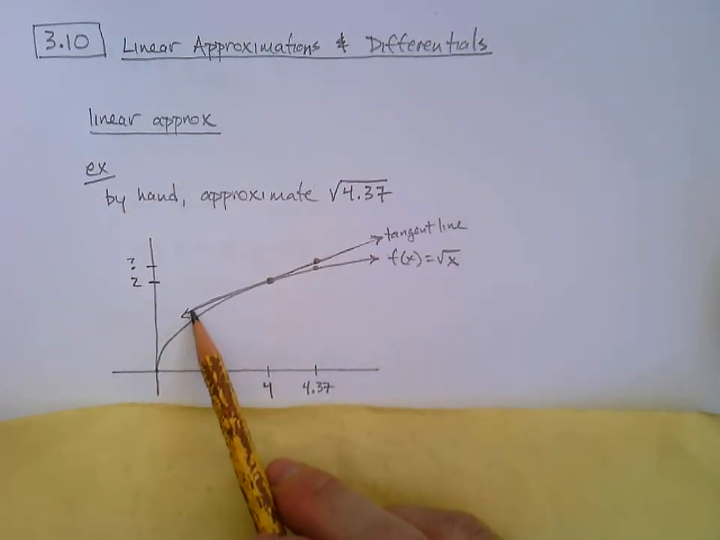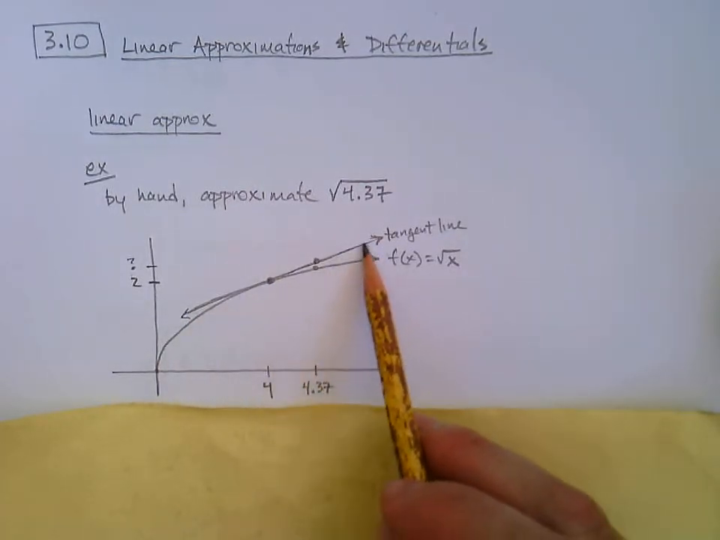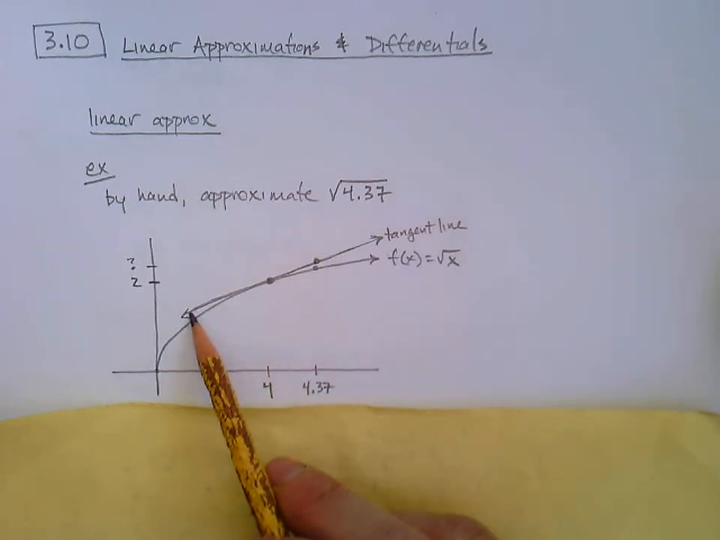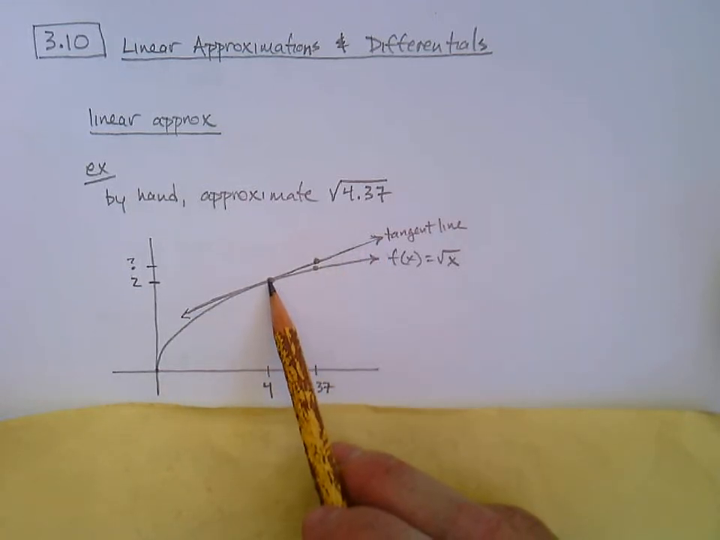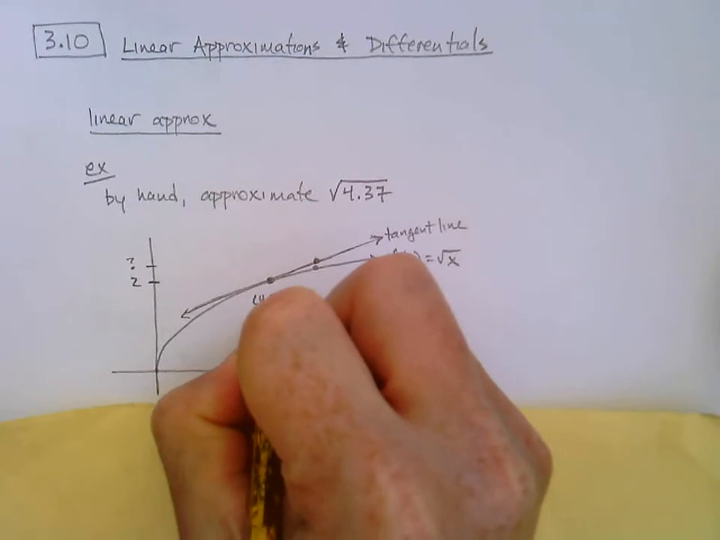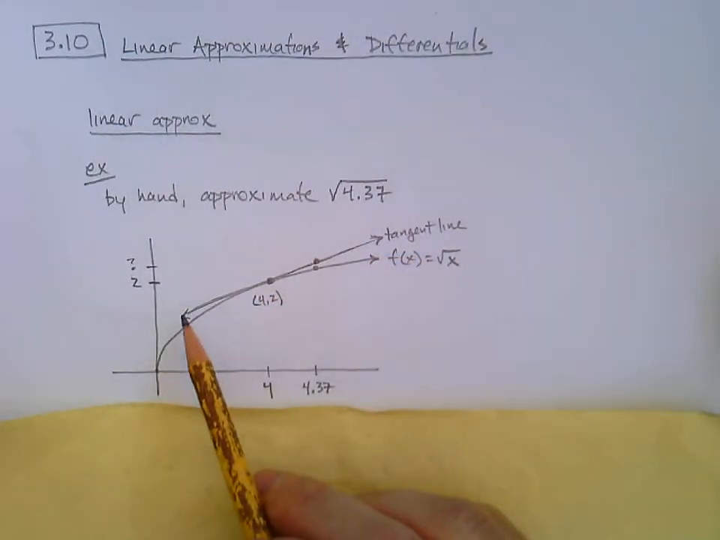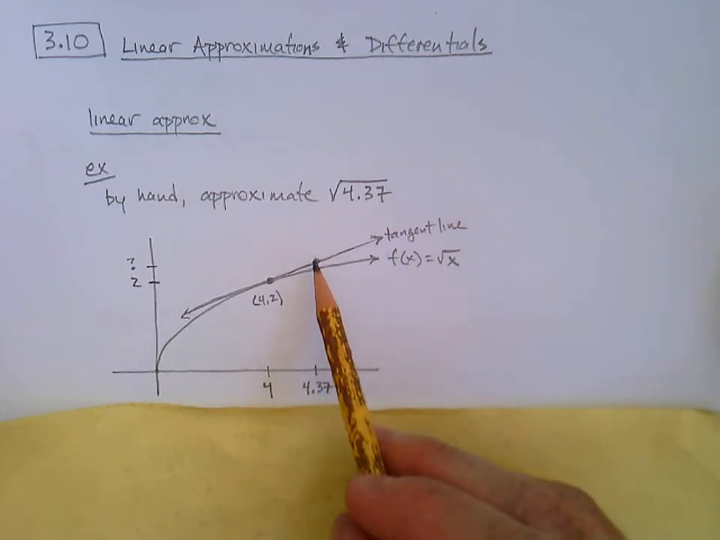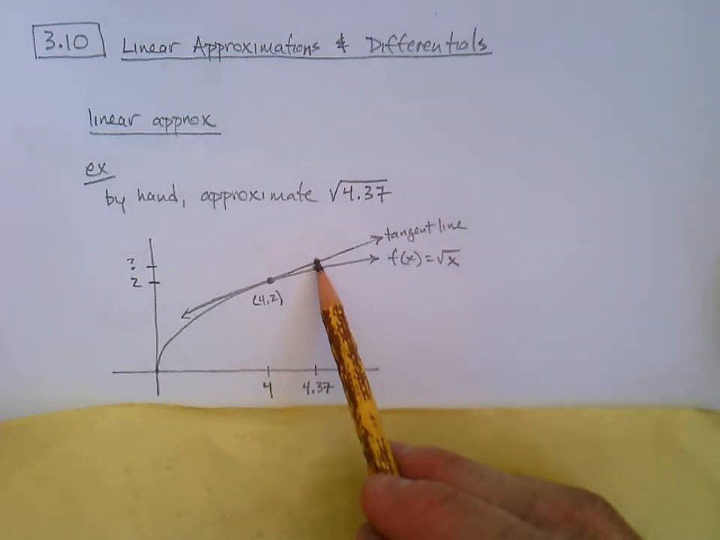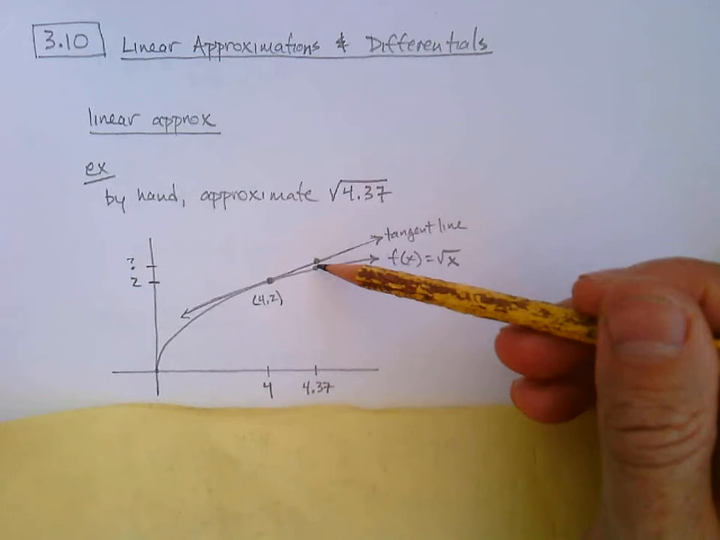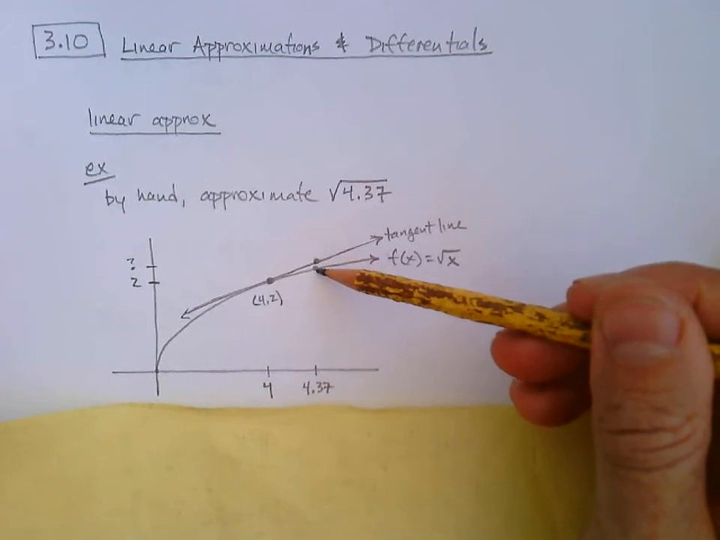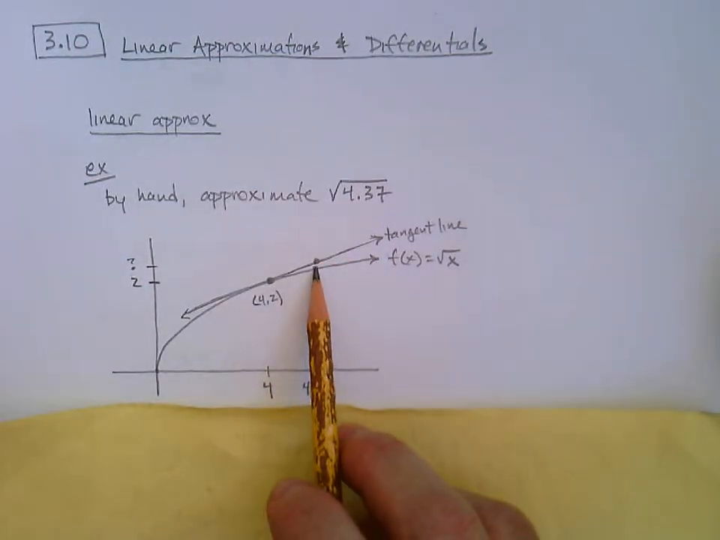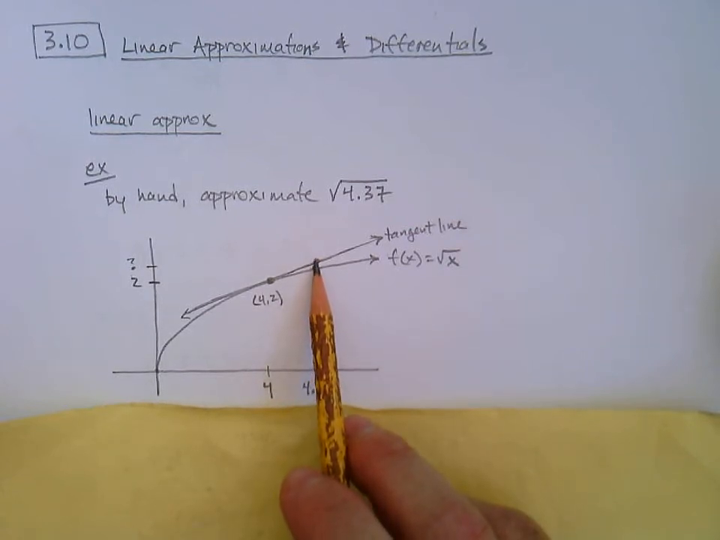Hey, I can find the equation of the tangent line, right? Like, we can get the equation for that passing through the point (4, 2). Well, once I know the equation of that line, it will be very easy for me to get the y value on the tangent line. I just have to plug in that x coordinate into the equation of my tangent line. And that's going to be very, very close to the square root of 4.37, just a little bit above it.